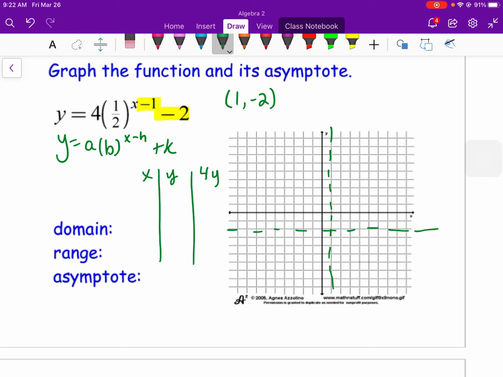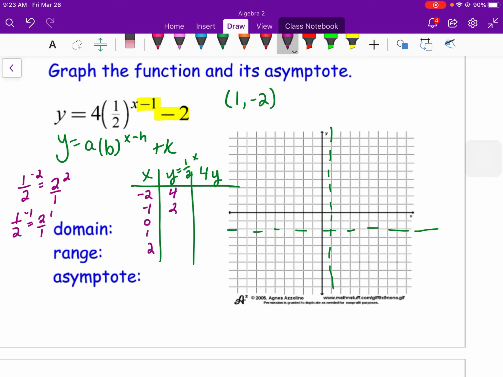And then my a is 4, so I'm going to take 4y. And my base is 1/2, so in the middle I'm going to take 1/2 to the power of my x's. And I'm going to plug in -2, -1, 0, 1, 2. So 1/2 to the -2 power would be 2 over 1 to the +2, so it'd be 4. 1/2 to the -1 power, you'd reverse it, 2 over 1 to the +1 power, so 2. Anything to the 0 power is 1. 1/2 to the first is 1/2. 1/2 squared is 1/4. Then multiplying that middle column times 4, I'd get 16, 8, 4.